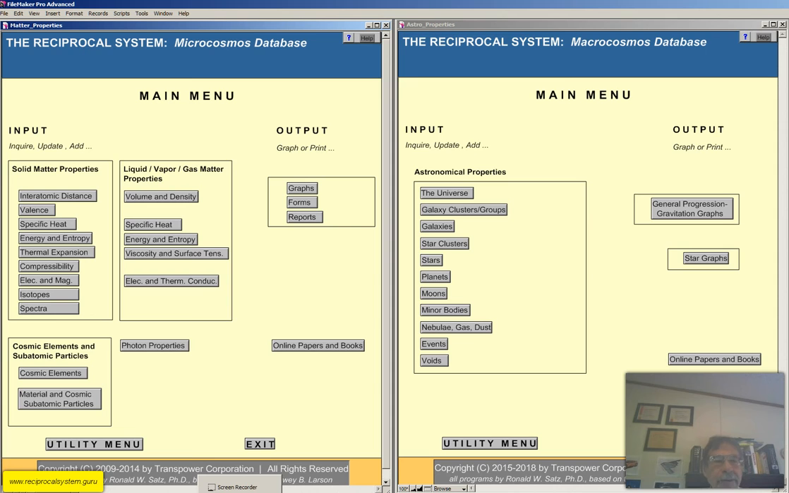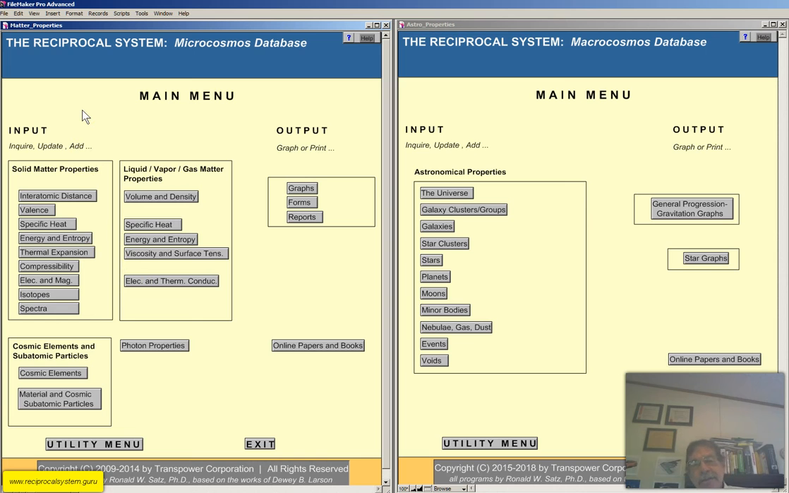Today's screencast, like most of my screencasts, will be about the reciprocal system, specifically the reciprocal system Microcosmos database. I've already covered the Macrocosmos database in detail with the previous screencast. You can see this on the right side. So on the left side here, the Microcosmos database. In previous screencasts, I've covered solid-state interatomic distance, valence, specific heat, energy and entropy, thermal expansion, compressibility. No, excuse me. We're going to do compressibility today. And in future videos, I'll do all the rest of these.